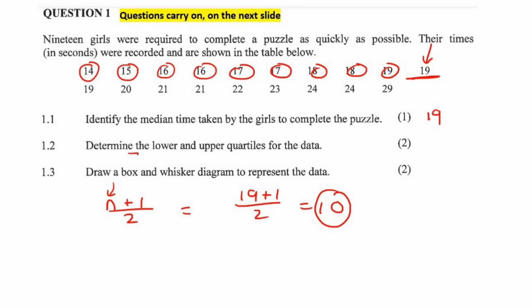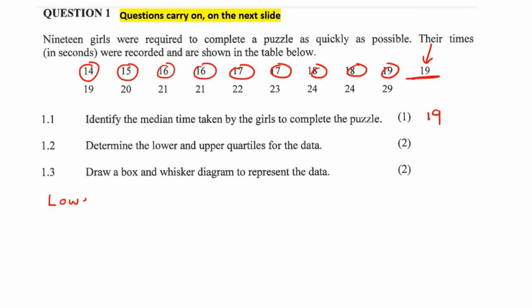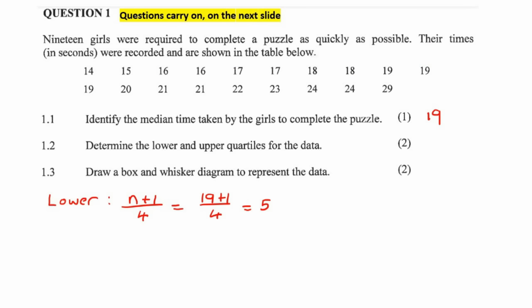Okay, now the next one is lower and upper quarters, or quartiles. So here we can just use the formula. For the lower quarter, you could say n plus 1 over 4. So that's going to be 19 plus 1 over 4, which is 20 divided by 4, which is 5. So we go to position 5. 1, 2, 3, 4, and there it is. So that would be 17 as your lower quarter.